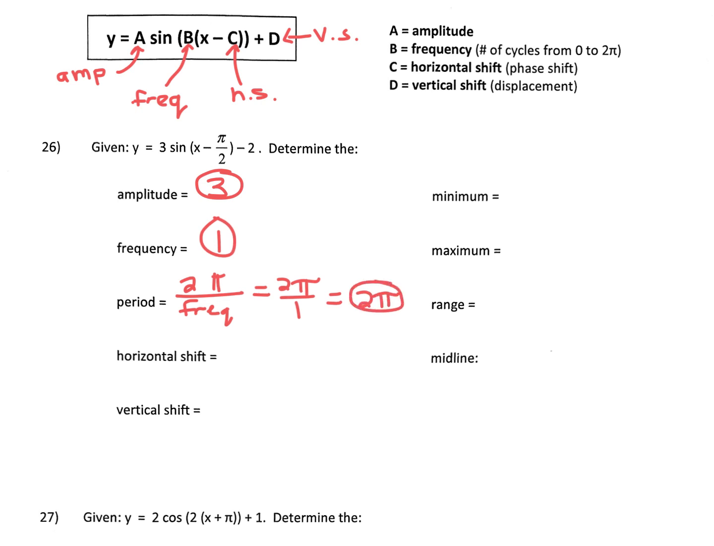Now our horizontal shift is x minus whatever's here. So x minus pi over 2. So the horizontal shift is just the pi over 2, not the negative pi over 2, because the negative is built into the formula. Now, if you were graphing this, we know that if there's a negative sign in the parentheses, it means we're shifting it to the right. So this actually means we're shifting pi over 2 units to the right. And then the vertical shift is this number at the end by itself, so the minus 2. So this is going to be shifted 2 units down.